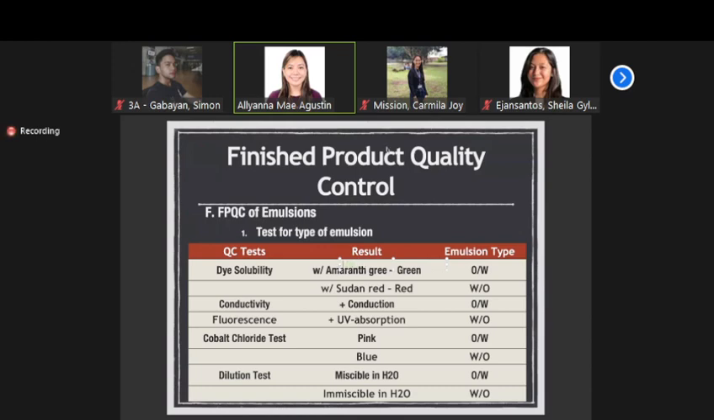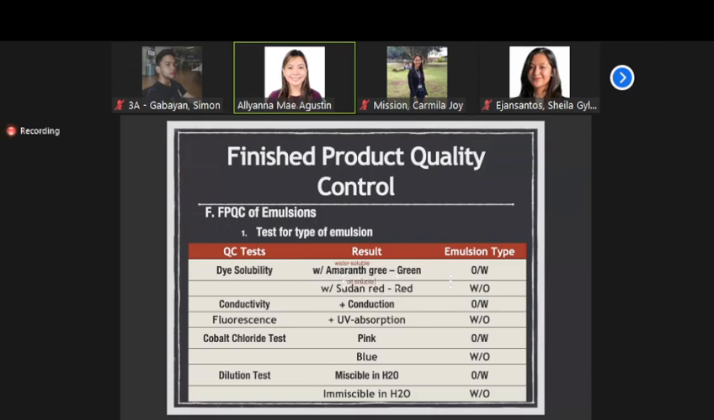Palitan ko yung kulay. Is a water soluble dye. So since water soluble siya, ang maggi-green ay yung water ang nasa labas, no? The external phase, the dispersion medium. So green, no? Whereas Sudan red is an oil soluble dye, no?